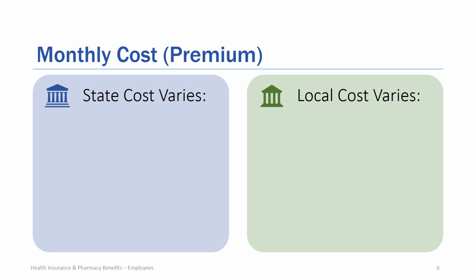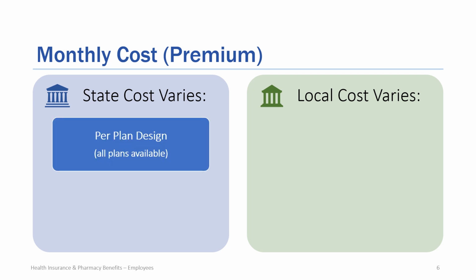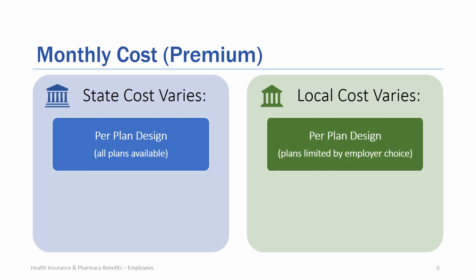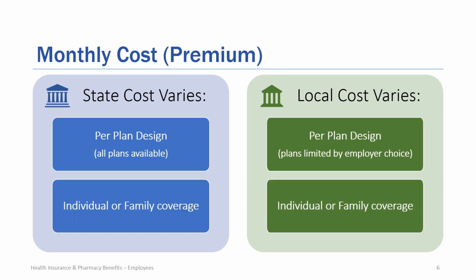The cost of your premium is determined by a few factors. The main factor is the plan design you choose. For locals, your plan design is limited to the one your employer has chosen. For both state and local employees, monthly costs are affected by the type of coverage you choose. That's individual or family coverage.